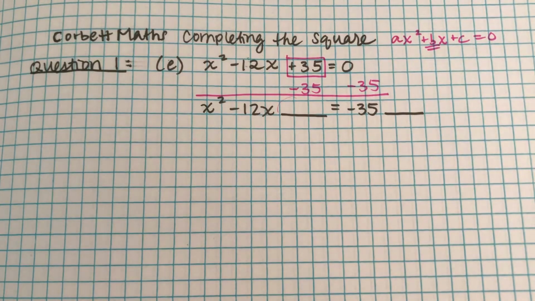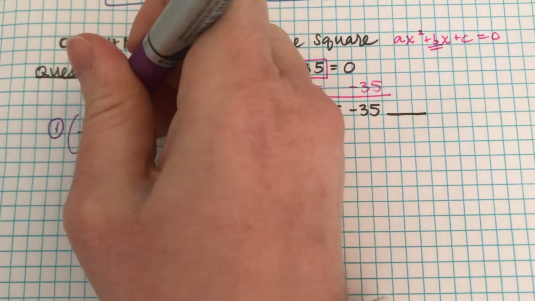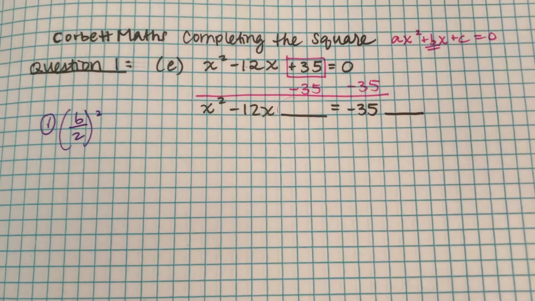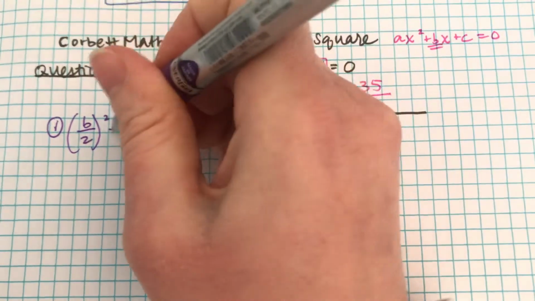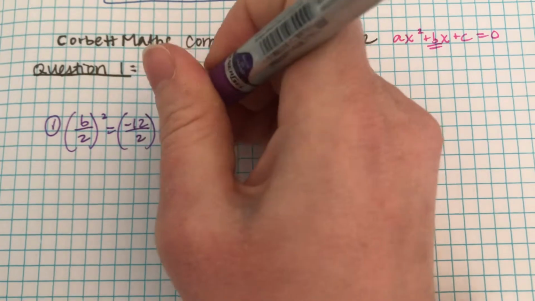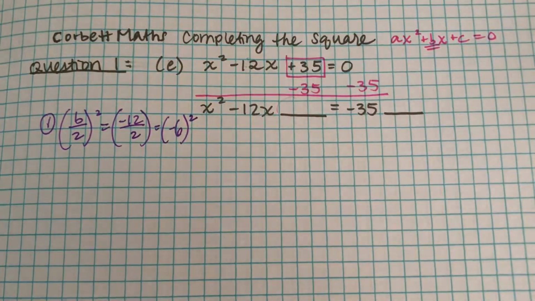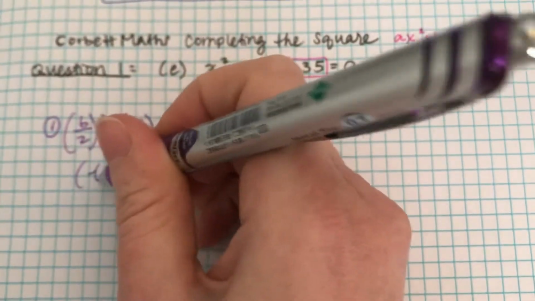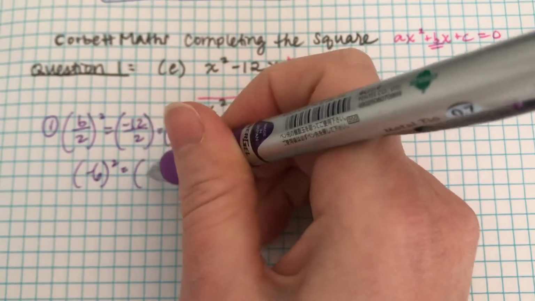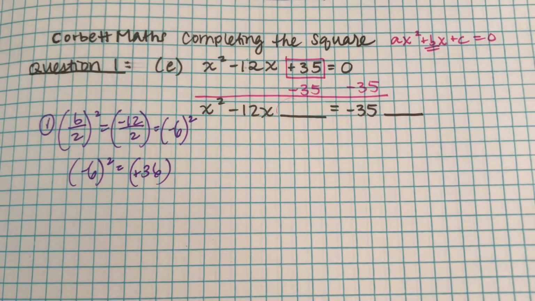So to find out what that value is, remember step number 1 is to find the value of b over 2 squared, b divided by 2 all squared. So b divided by 2 is minus 12 divided by 2, which is minus 6. And then I need to square that number. So minus 6 squared is minus 6 times minus 6, which is a positive 36, okay?